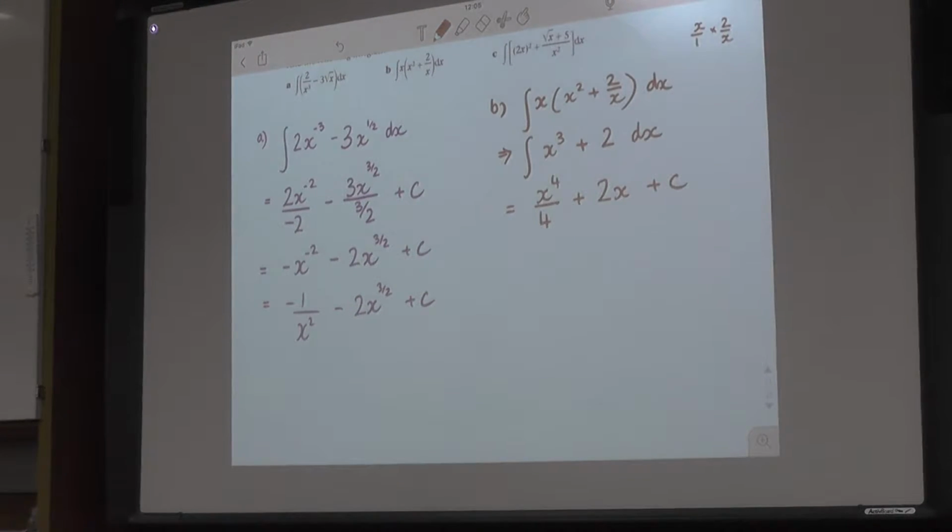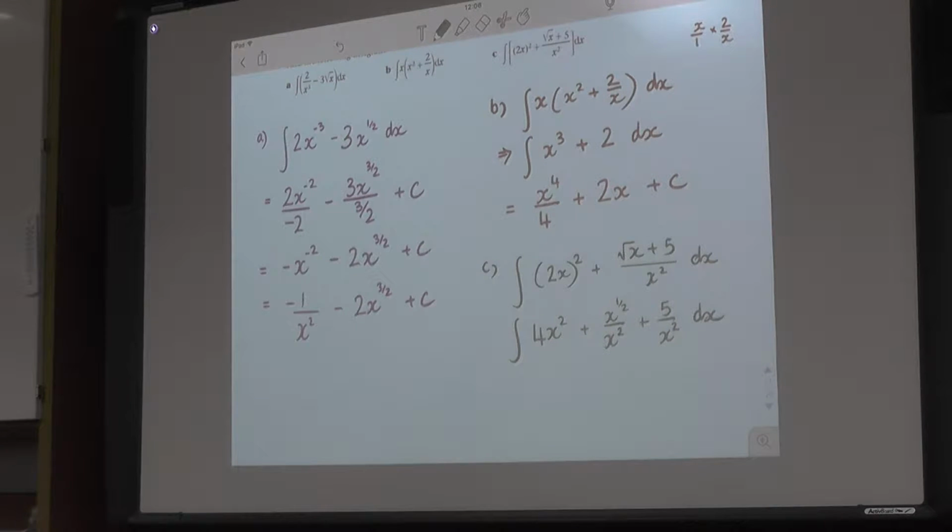Right, part C, the last part please. Right, we've got the integral of 2x all squared plus root x plus 5 all over x squared dx. Right, we've got a bit of a mixture here. We've got to square the bracket, and we've got to divide in the fraction, we've got to divide the top by the bottom. So if we do that, 2x all squared is 4x squared, and then that's x to the half over x squared plus 5 over x squared.